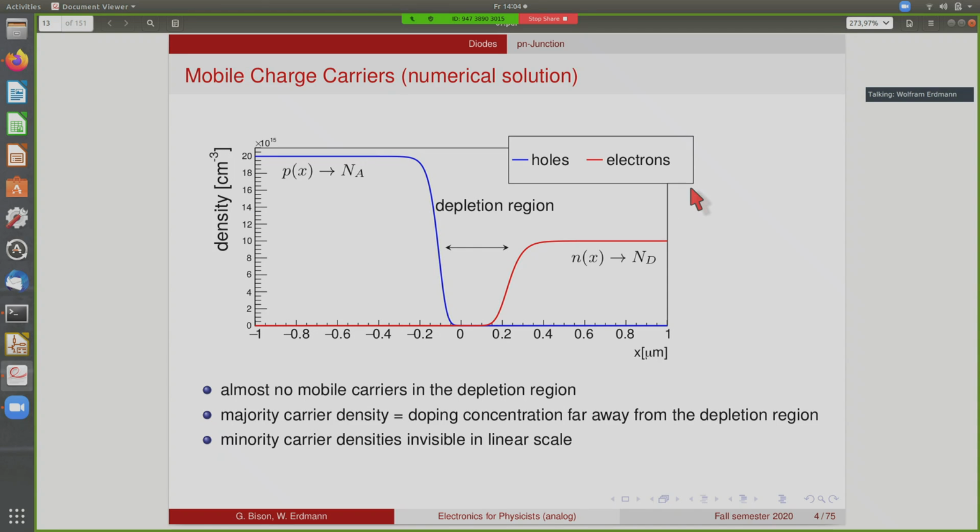Okay. In the same example, one can also find the charge carrier density, and that is shown here. In the depletion region, which is a fraction of a micrometer wide in this case, you have almost no mobile carriers. And then on the left-hand side, for instance, you have a high density of holes. The density of holes is equal to the number of acceptors when you're far away from the junction, and the number of electrons is equal to the number of donors also when you're far away from this junction. And the number of minority carriers, which is the electrons in the p region and the holes in the n region, is basically invisible on a linear scale. Later we'll also look at this on a log scale, then you see there are some, but the number is much smaller than the number of majority carriers.